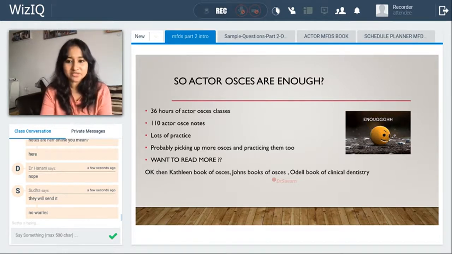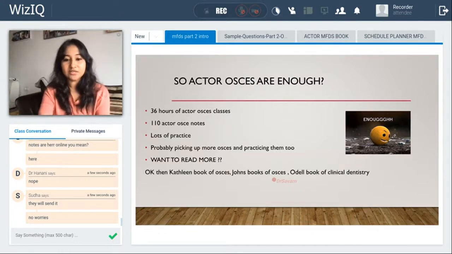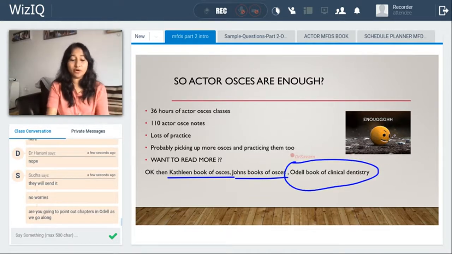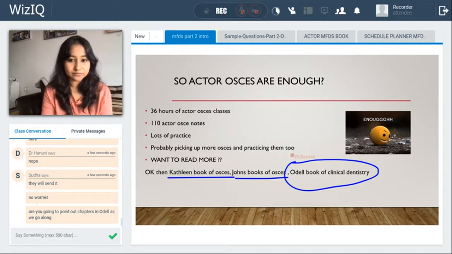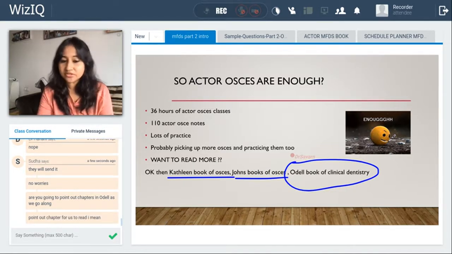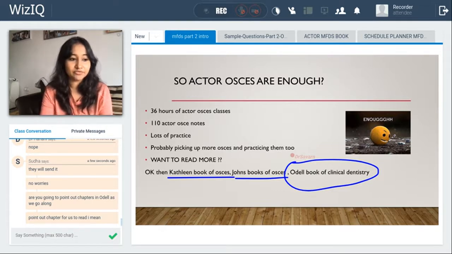Why I'm asking you to read Odell is because, see, this other book is not required, so you'll be wasting time reading it. Odell, on the other hand, gives you a perspective of how things happen, so if you get a case like this, you know how you'll go ahead with it. We're not going to discuss Odell; we will discuss and practice the OSCEs only. But I'm asking you to read, for example, 3 to 4 chapters.